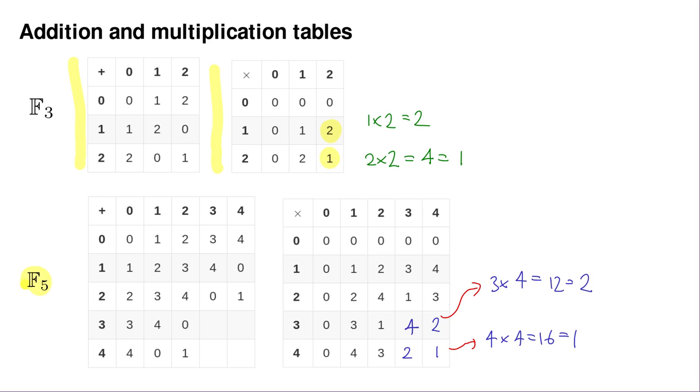And similarly, let's do the addition. 3 plus 3 is 6, which is 1. 3 plus 4 is 7, which is 2. 4 plus 3 is 2 again. And 4 plus 4 is 8, which is 3.